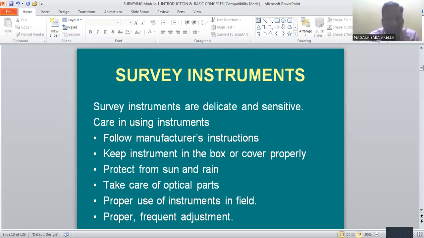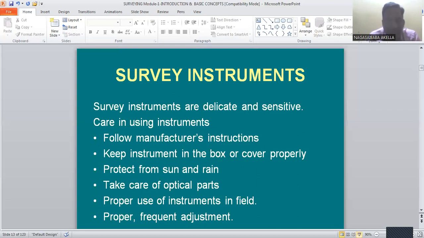Some instruments consist of an eyepiece and screws. A theodolite consists of an eyepiece, optical plummet, lower clamp, upper clamp, lower tangent, upper tangent. These should not be tightened too much and should not be loosened too much. So care is to be taken while using these optical parts. You should not tighten them too much, right? It will get damaged.